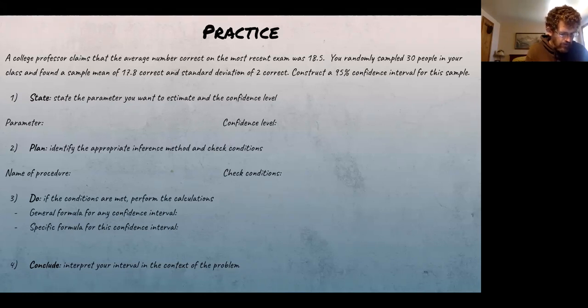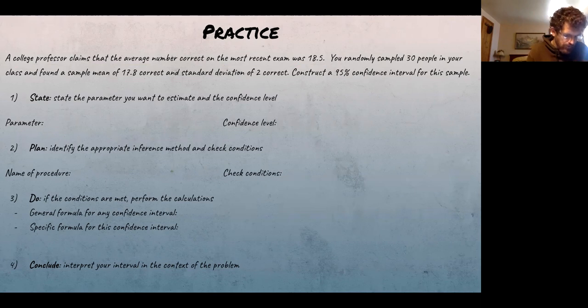Okay, so a college professor claims that the average number correct on the most recent exam was 18.5. You randomly sampled 30 people in your class and found a sample mean of 17.8 correct and a standard deviation of 2. Okay, so construct a 95% confidence interval for this sample. Pretty straightforward. Now you could just start plugging numbers into a formula, but we want to go through the full 4 steps to show that we have a very clear understanding of the entire process.